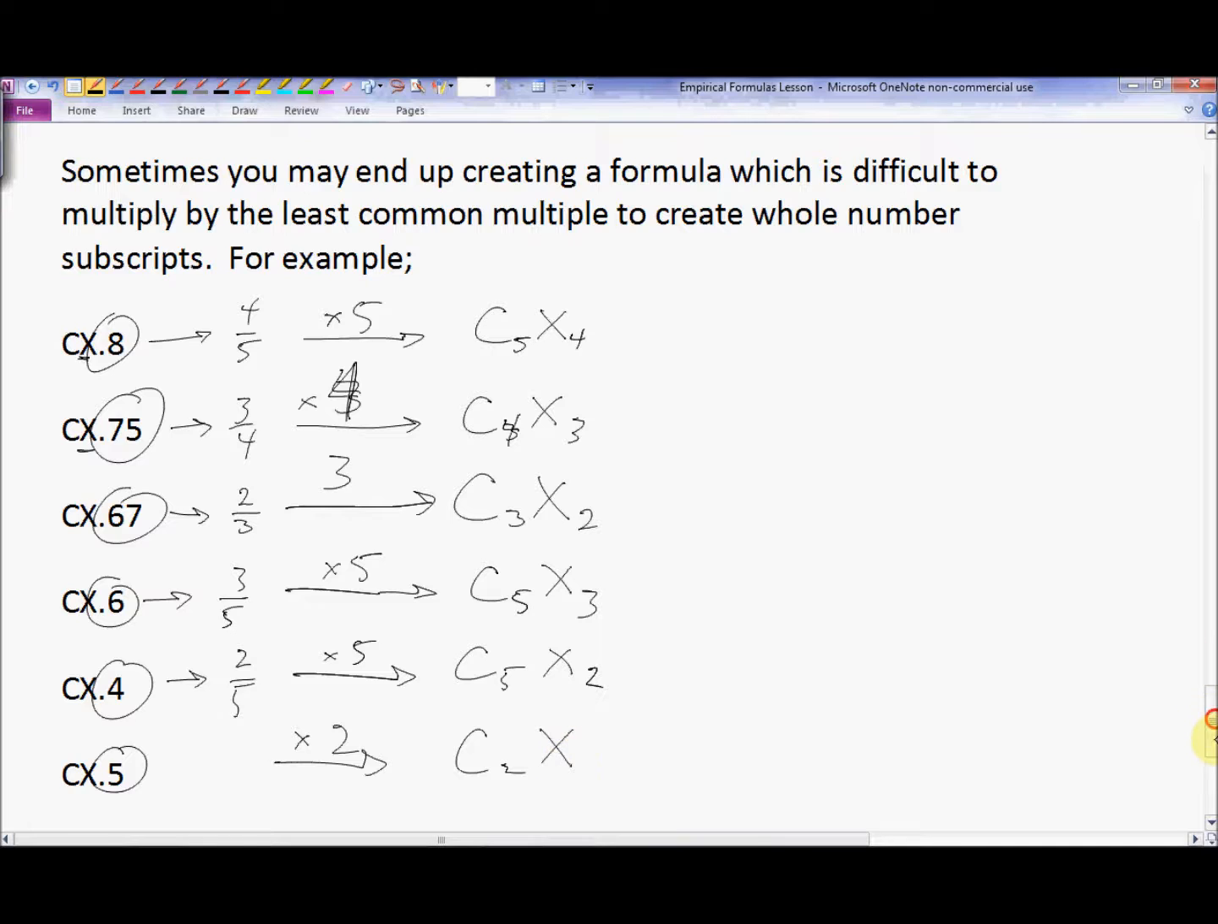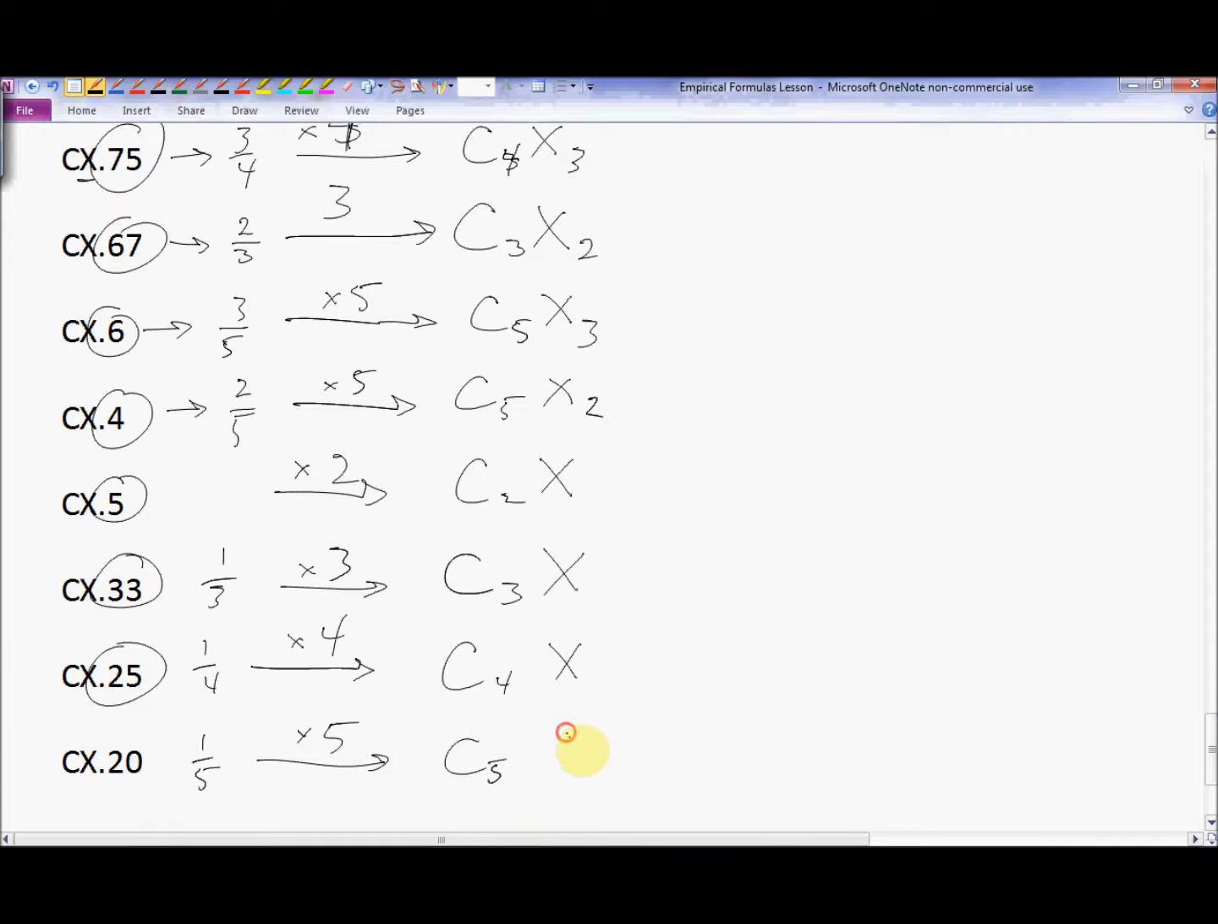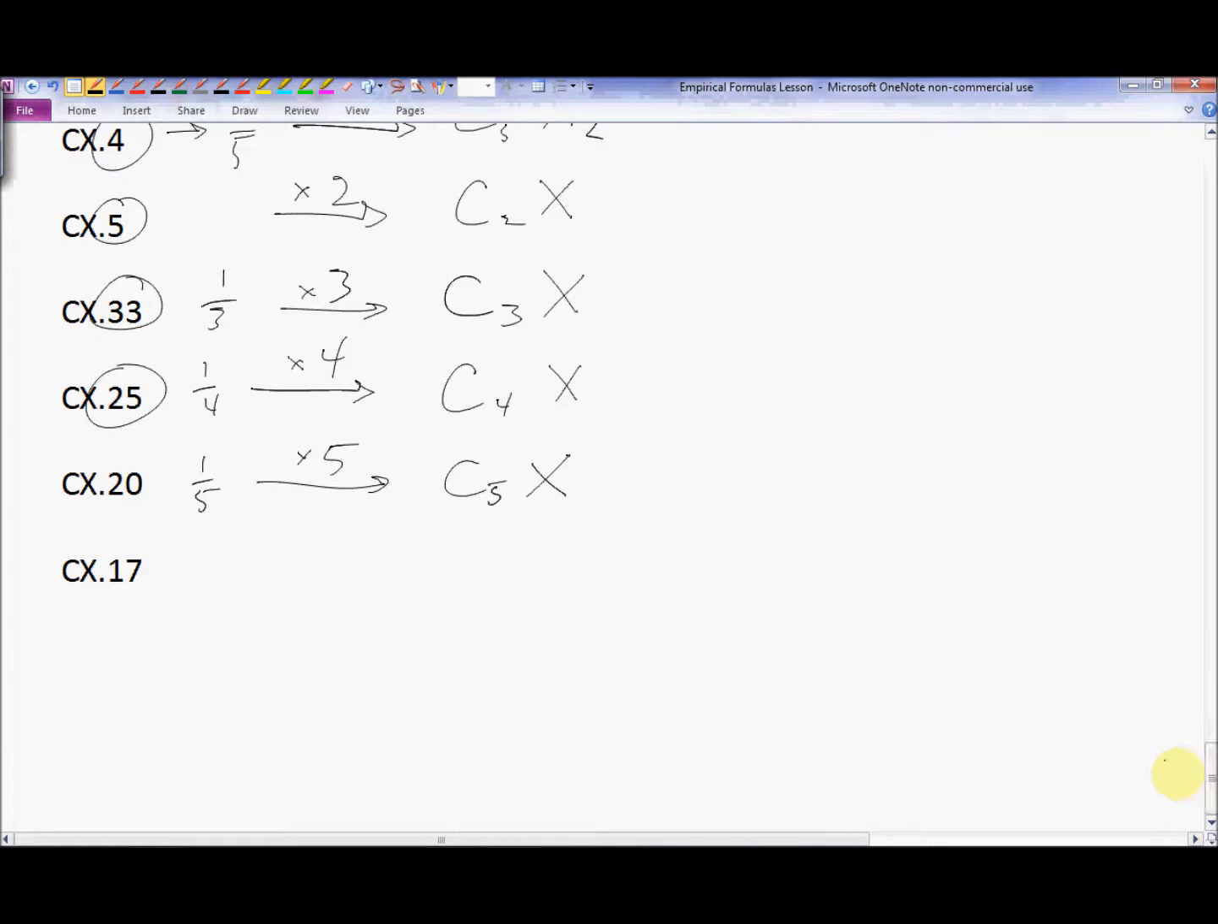0.33, that's 1/3, so we want to multiply by 3, C3X. 0.25, we want to multiply by 4. We're basically recognizing that as 1/4. We want to get rid of the fraction, C4X. And 0.2, that's going to be 1/5. Multiply by 5, C5X. 0.17, finally. Recognize that as 1/6. We want to try to get rid of the fraction. Multiply by 6, and we get C6X.